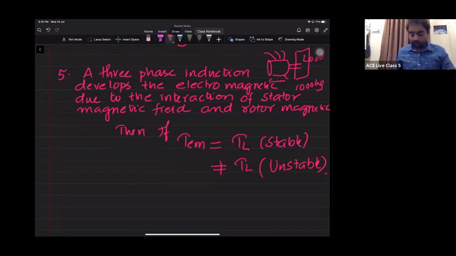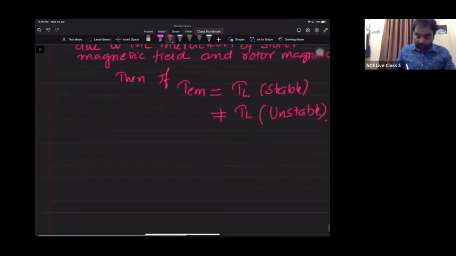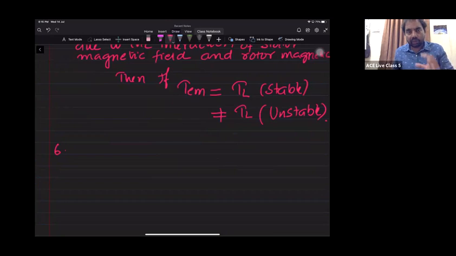Right. The last point is, every motor will have a maximum torque. That means it is the highest torque the motor can produce. If you are loading the motor beyond this torque, the motor will stop rotating, right?